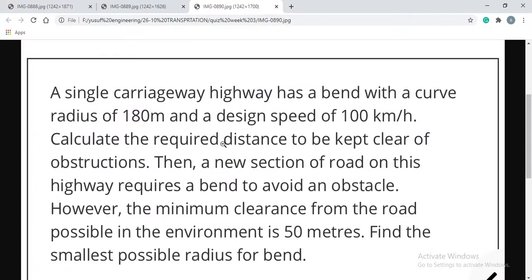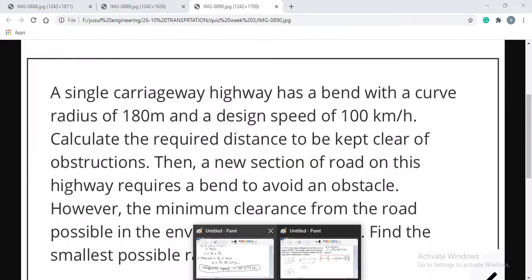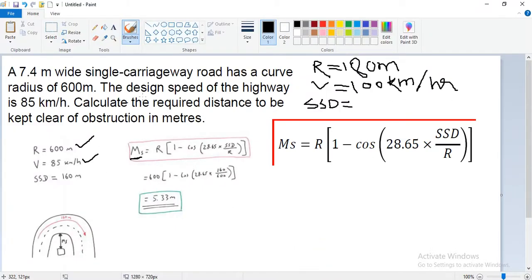Calculate the distance required. So we don't have the sight stopping distance now. The distance required to be kept clear of the obstruction. But in here, just a minute. The sight stopping distance is also not given here. It came from some other side. So it was some 160 meters.